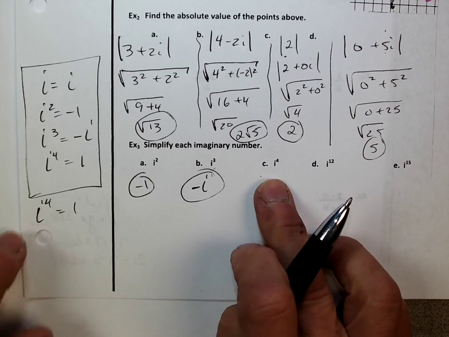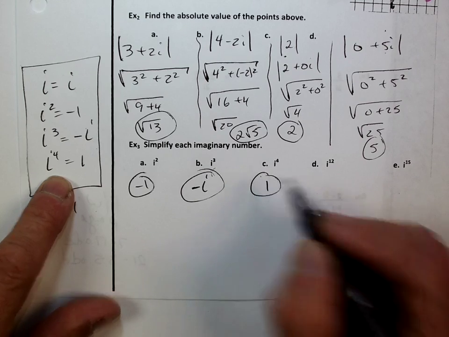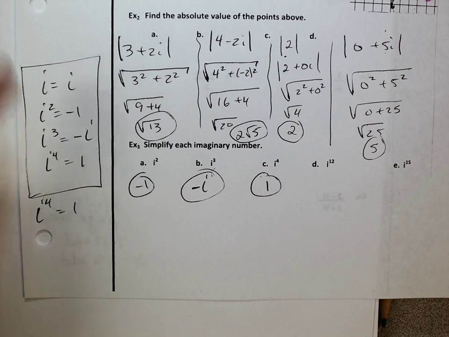i to the 4th is the same thing as 1. Boom, that's easy. That's my little key. That'd be nice to have on your note card, right, when you take a quiz. That right there would be really good to have in your note card.